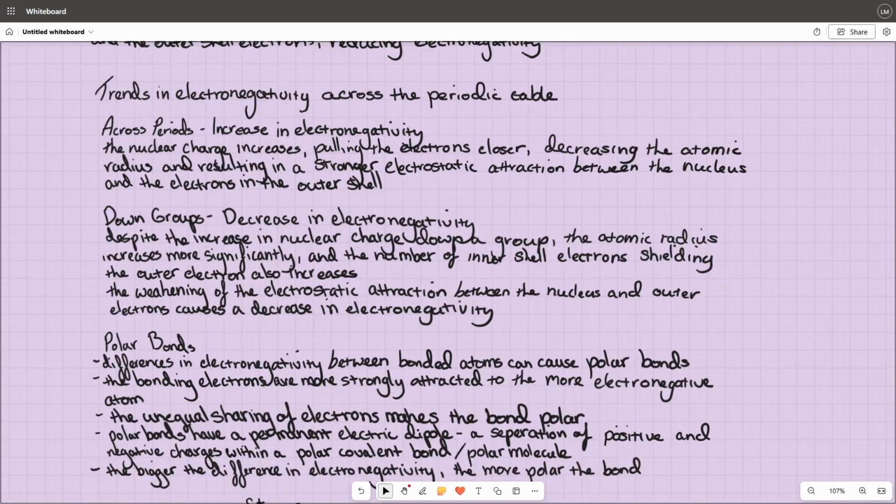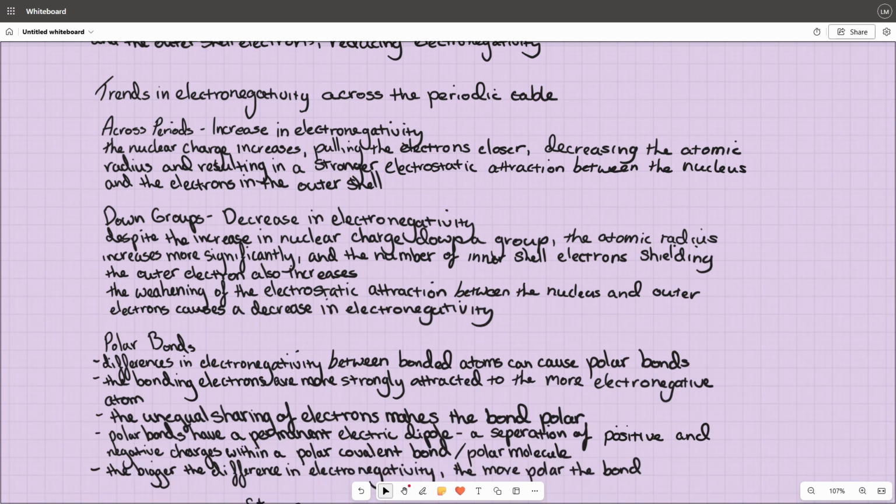So there are trends in electronegativity across the periodic table. For example, across periods there is an increase in electronegativity. This is because the nuclear charge increases, pulling the electrons closer and decreasing the atomic radius, resulting in a stronger electrostatic attraction.